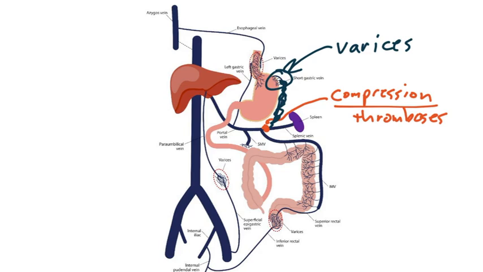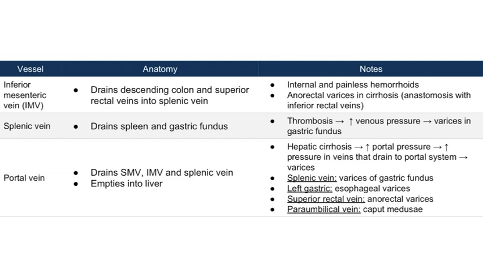This means that esophageal varices and varices of the gastric fundus can be distractors for one another on a test, so watch out. Now let's dive more into the portal vein. The portal vein drains the superior mesenteric vein, the inferior mesenteric vein, and the splenic vein, and then it empties into the liver. In this way, the portal vein allows for filtering of blood from the digestive tract.